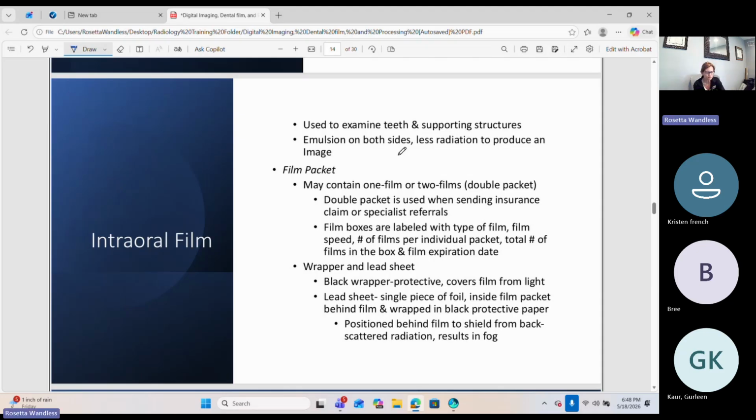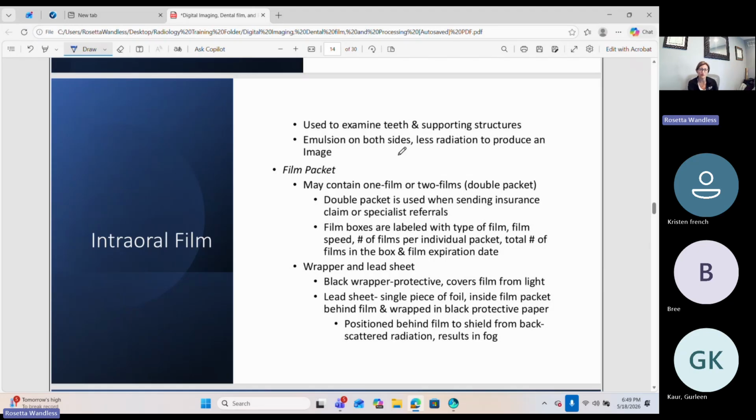Inside the packet itself, with that being said, a film packet is going to contain a few things, okay? There's either going to be one film or two films in the packet. Now you're probably like, well, why would we need two films in there? Well, a two-film packet means I can take an x-ray and have two originals and not have to duplicate it, which is great. If you know that you're sending it out or know that it has to go to insurance or something accordingly, I may want to take a double film packet.